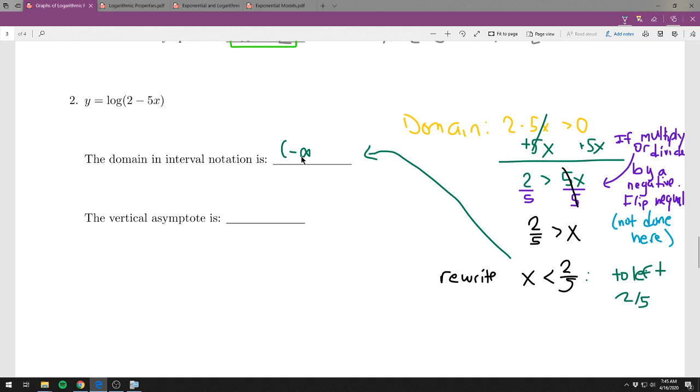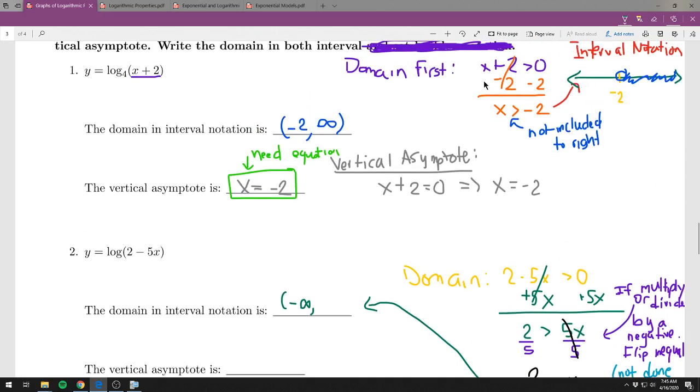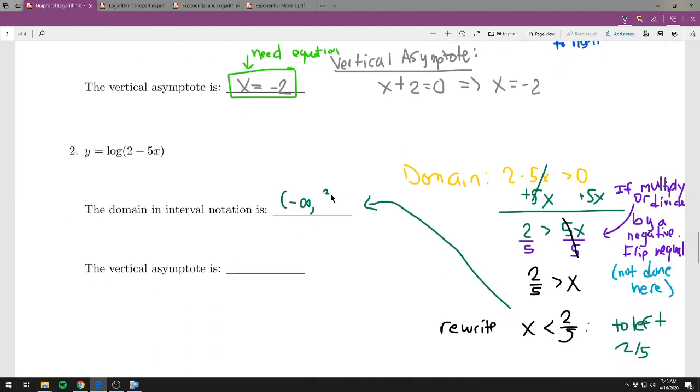If we're going to the left, we go all the way back to negative infinity. Right, to the left, we could go all the way back to negative infinity, and we're going to go up to, we hit 2/5. No equal part means parentheses.